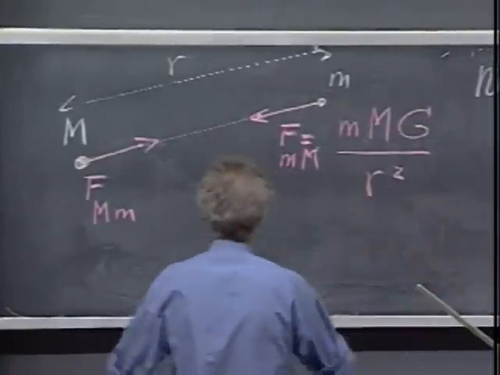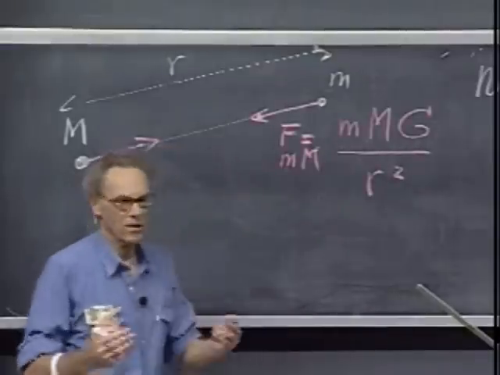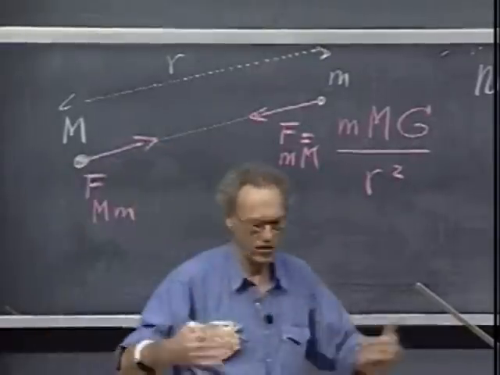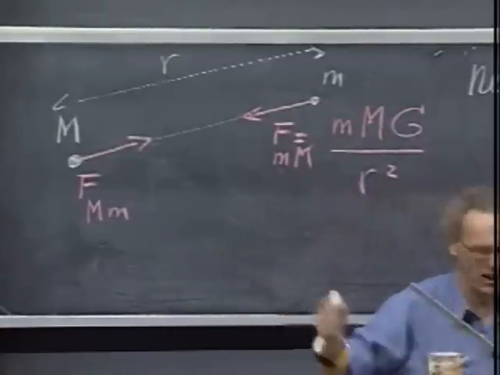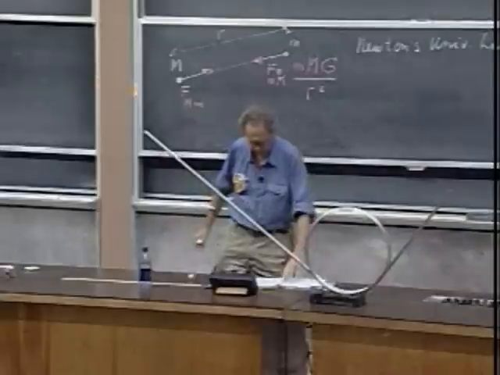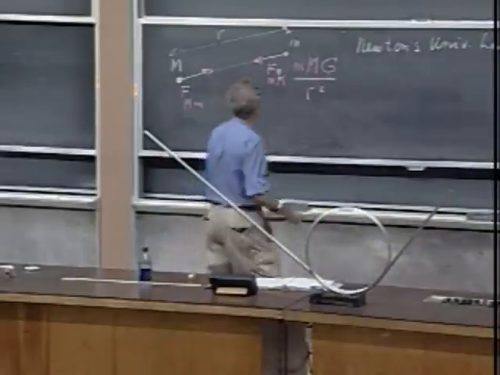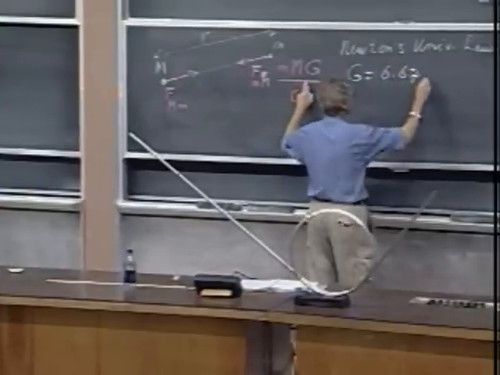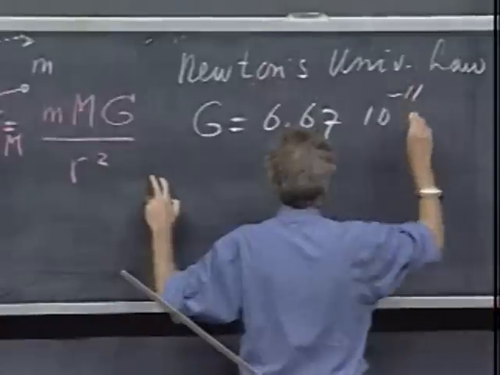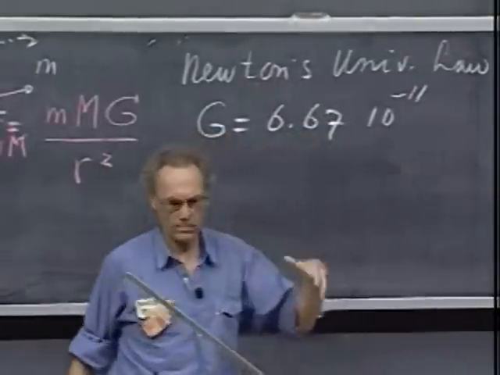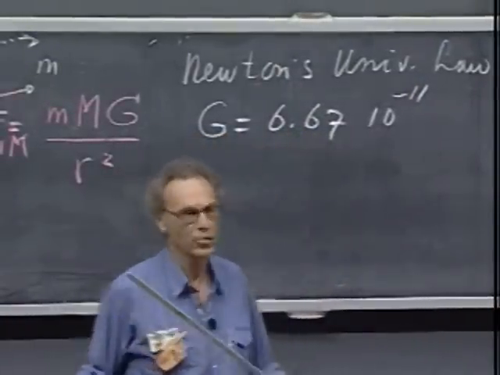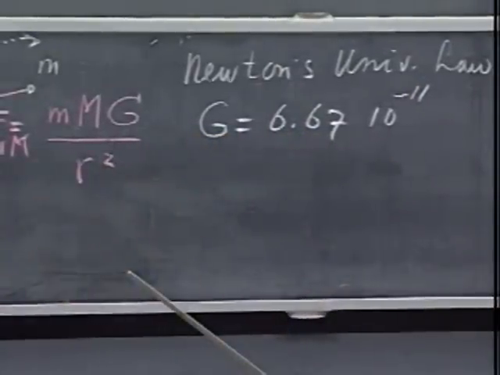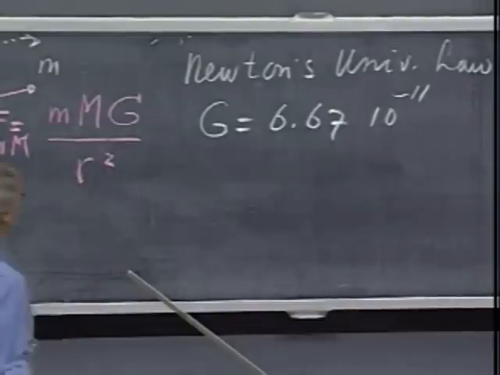Gravity is always attractive. Gravity sucks, that's the way to think of it. It always attracts. There's no such thing as repelling forces. The gravitational constant G is an extremely low number, 6.67 times 10 to the minus 11 in our SI units, which is newton square meters per kilogram squared. That's an extremely low number.